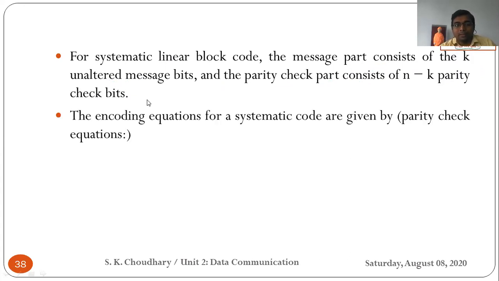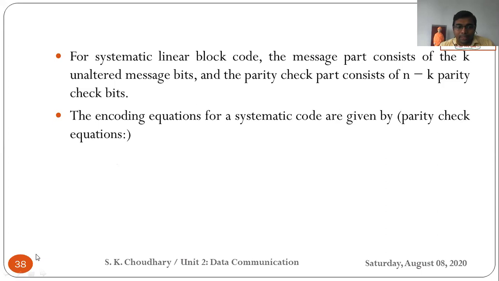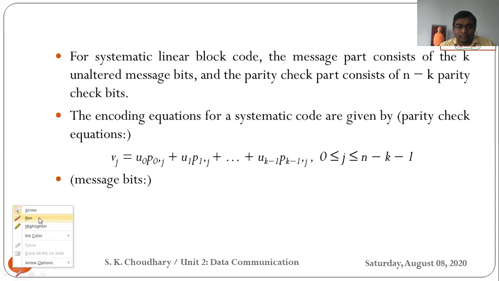That we have already discussed. So what would the encoding equation be for this particular code? The encoding equation for a systematic code is given by the parity check equations, that is Vj is equal to... Vj is what? Any bit, because V actually has n bits. So it depends on the value of j. You can see here the value of j is between 0 to n minus k minus 1.